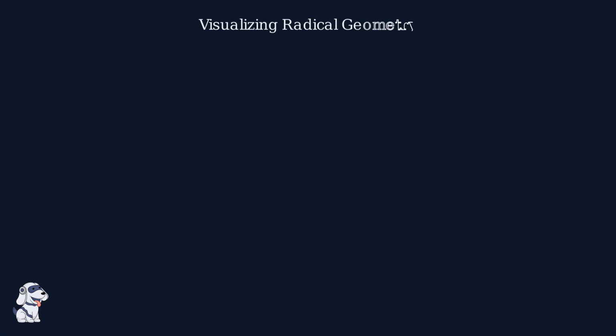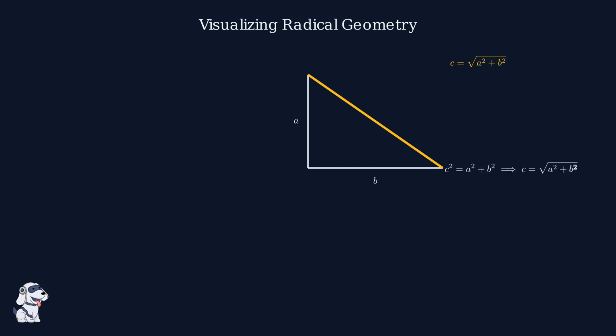Mathematics isn't just symbols on paper, it describes physical reality. Consider a ladder leaning against a wall. The length of this ladder is the hypotenuse of a right triangle. Using the Pythagorean Theorem, we find its length is the square root of the sum of the squares of the wall height and the distance from the base. If we move the base of the ladder, the values a and b change, and the radical expression calculates the exact new length of the ladder in real time. Dynamic software allows us to observe this relationship instantly, showing how radicals model continuous changes in geometric space.